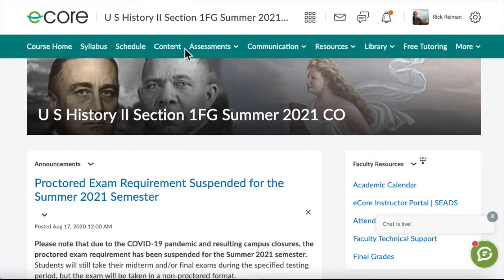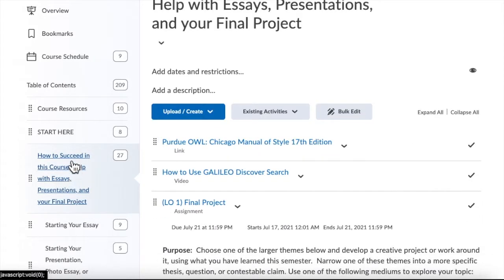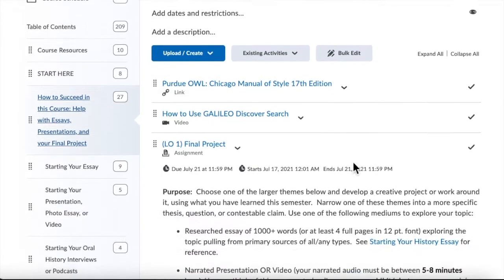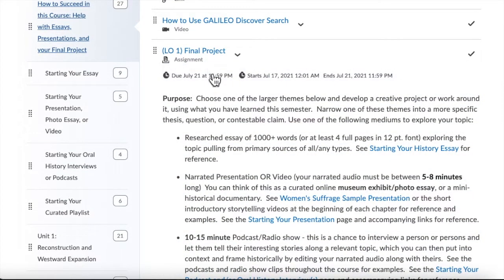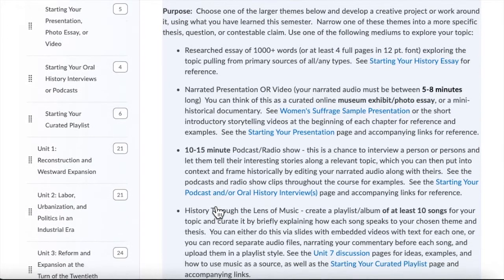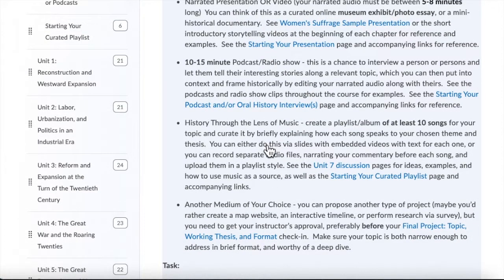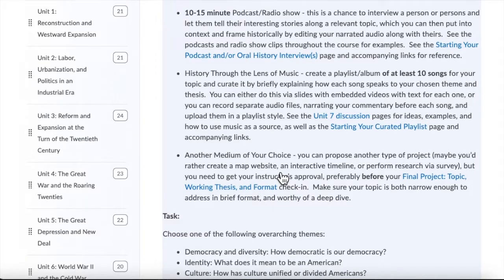So to do that, you go to Content, open up Content, and then you click on How to Succeed in this course under the Start Here title. And there you have the instructions for the final project. And it points out the different modes you can use to present your assignment. You could present it in a straightforward essay of 1,000+ words. You could present a video or an audio narration, a podcast, a playlist, another medium of your choice.